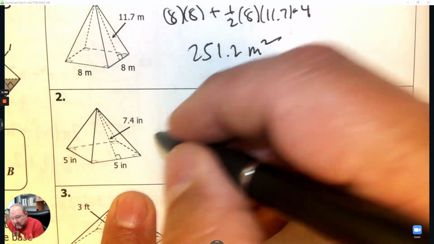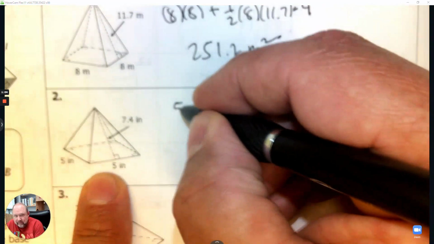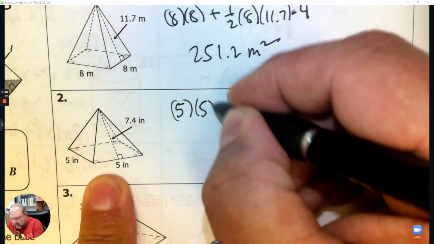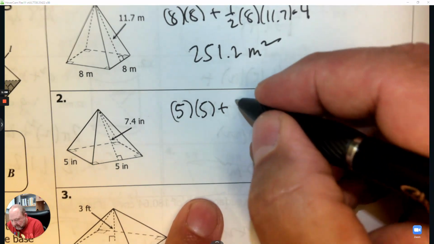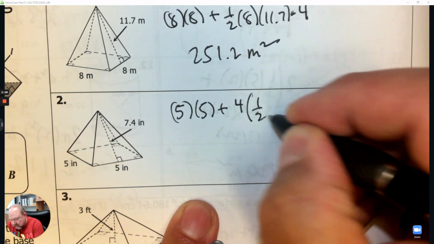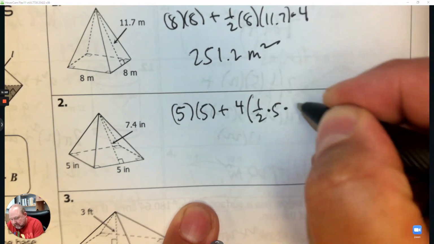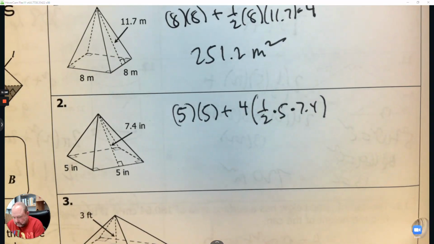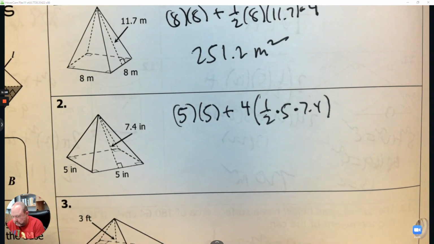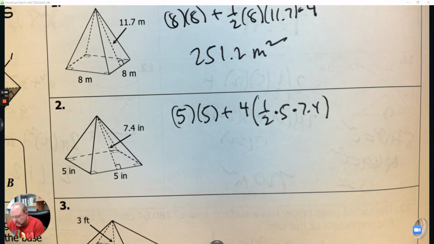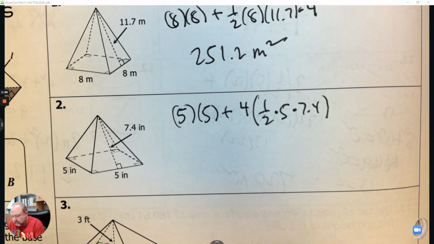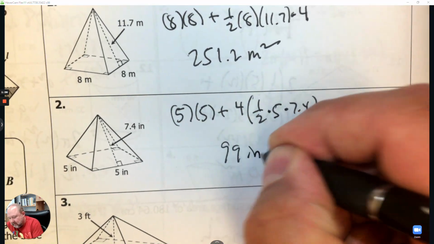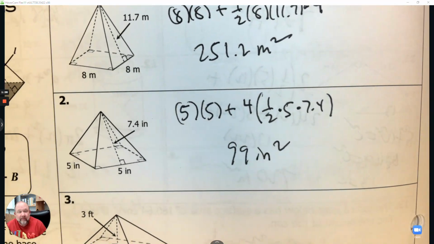And to find the area of the base, which is 5 times 5, or 5 squared, plus the triangles. So I have 4 triangles, and each triangle is half the base times the height, and then put that in your calculator. And I get 99 inches squared. See if I type that in right.